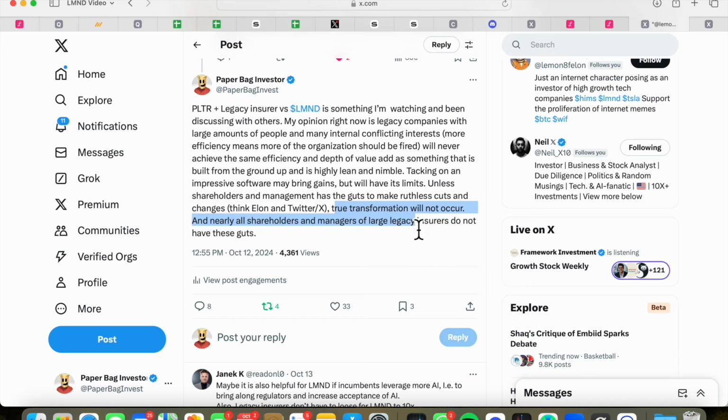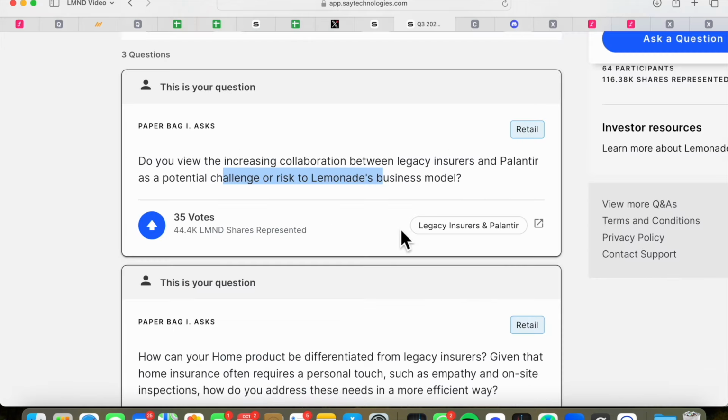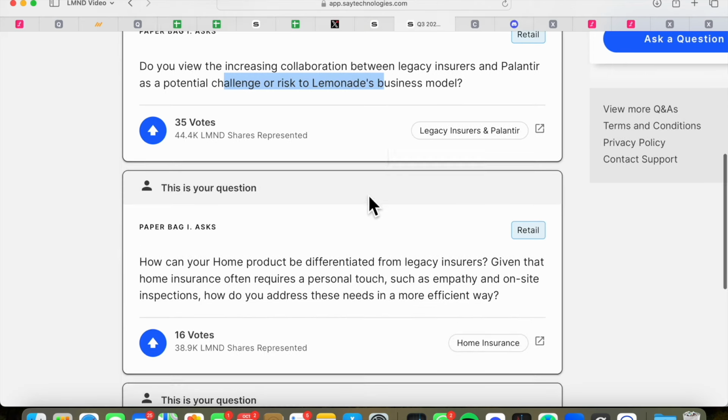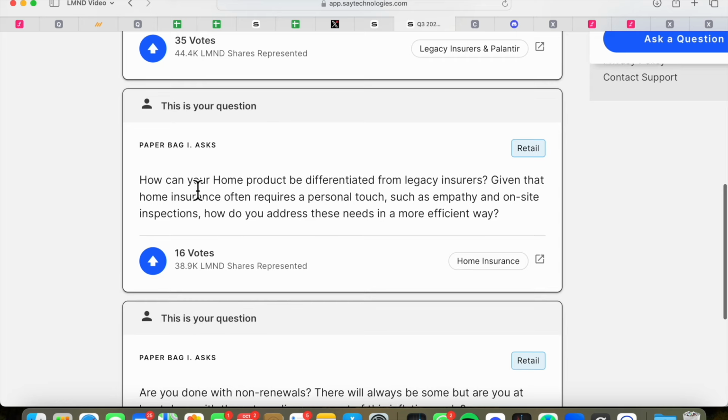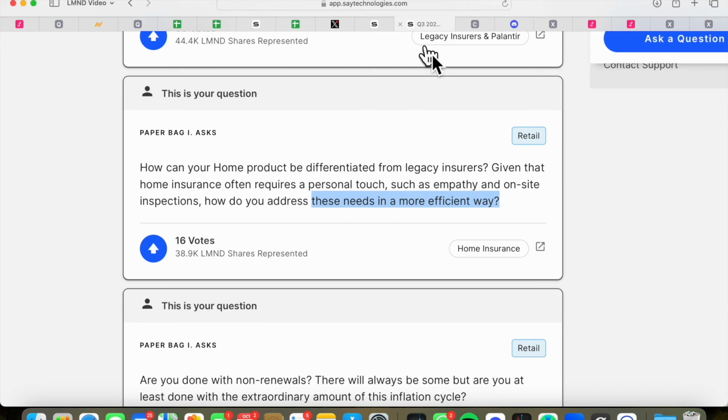And nearly all shareholders and managers of large legacy insurers do not have these guts. That's my opinion on that first question, but I still want to ask it, hopefully get Lemonade's overall perspective on it. And then the next question is, how can your home product be differentiated from legacy insurers, given that home insurance often requires a personal touch, empathy, on-site inspections, back and forth with a customer? How do you address these needs in a more efficient way? And that's a tough question.